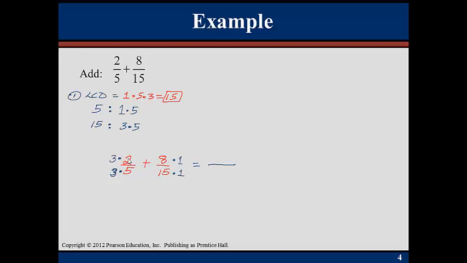So now let's multiply this out. So 3 times 2 is 6. 3 times 5 is 15. So 2 over 5 is equivalent to saying 6 over 15 plus 8 over 15. Remember how we add fractions? Keep the bottom number, so keep the 15. Add the top numbers together. So 6 plus 8 is 14. And our answer is 14 over 15.